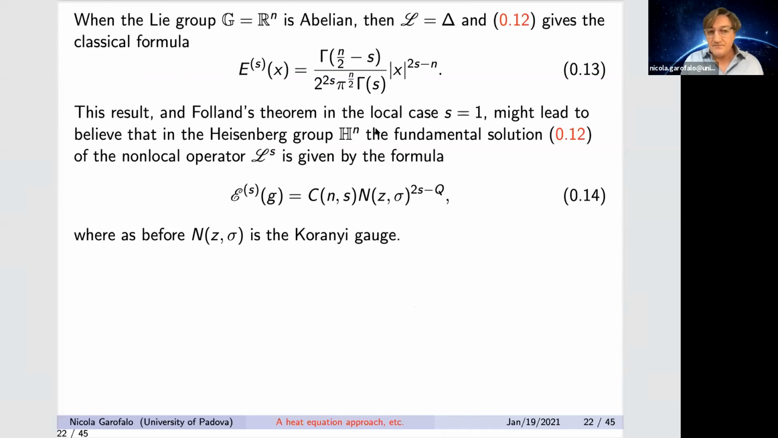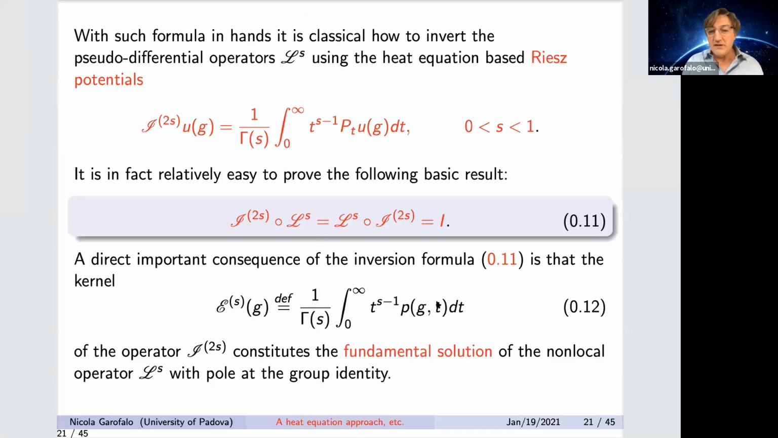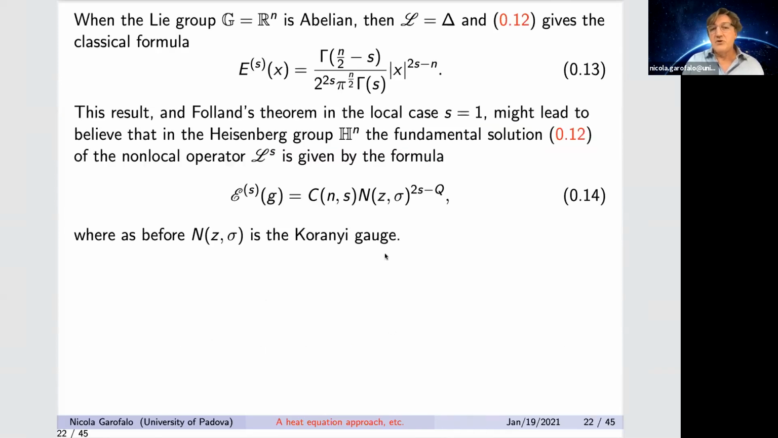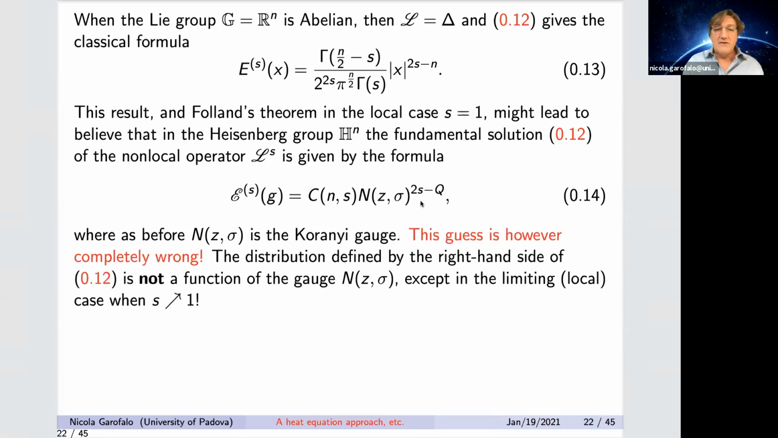Okay, so this result and Folland's theorem, the one that I quoted to you in the local case when s is equal to 1, might lead us to believe that in the Heisenberg group the fundamental solution, when you integrate the heat kernel, should give a formula like this, right? Compare it with this. We've seen that when s is equal to 1, this formula does hold and does give us the fundamental solution of the horizontal Laplacian. Well, unfortunately, this guess is completely wrong.